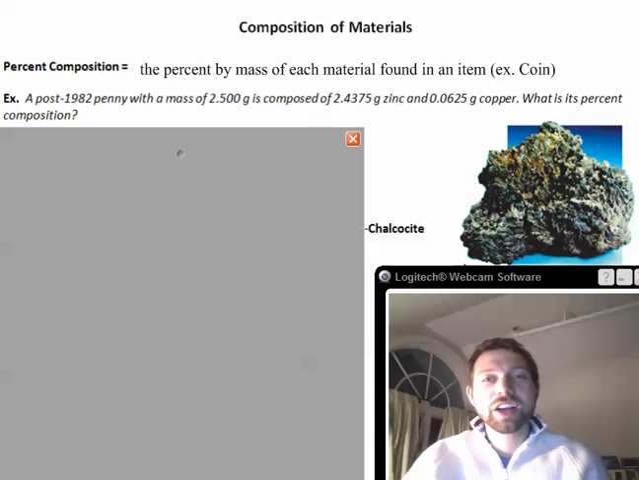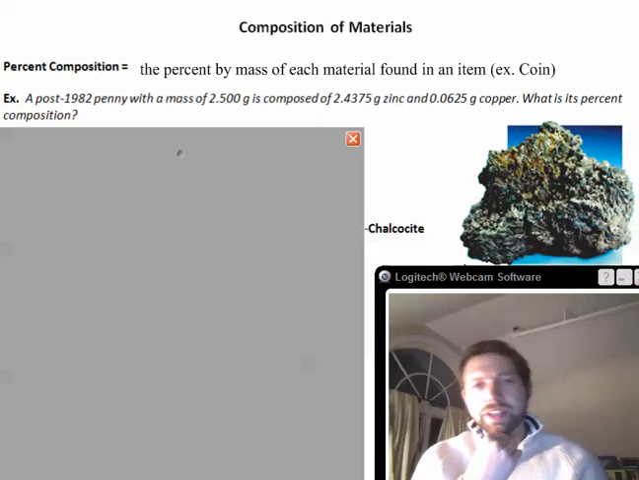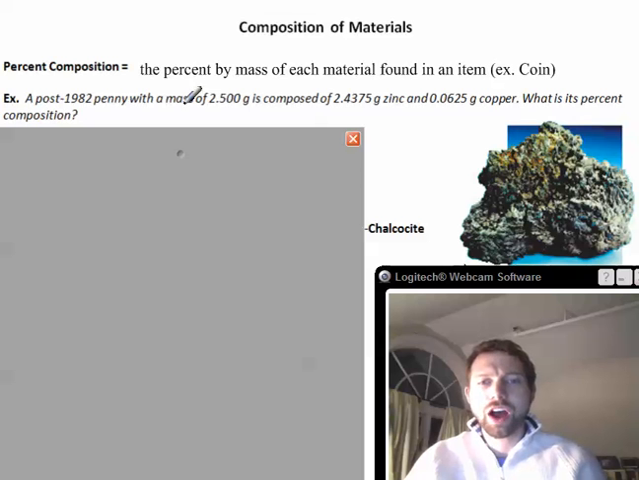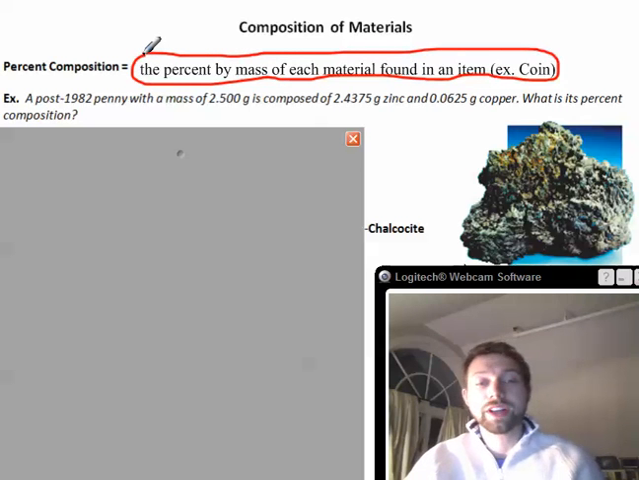We're going to be talking today about something called percent composition. Percent composition, what is it, you might ask? Percent composition is the percentage of a mass or biomass of each material found in a particular item. Okay, so we might think of a coin as an example.